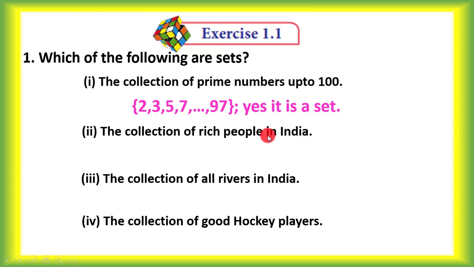Collection of rich people in India. We can't collect the names. It is not well defined. So this is not a set. The collection of all rivers in India. It is possible to write the names of rivers in India. So this is a set. Collection of good hockey players. It is not a set.